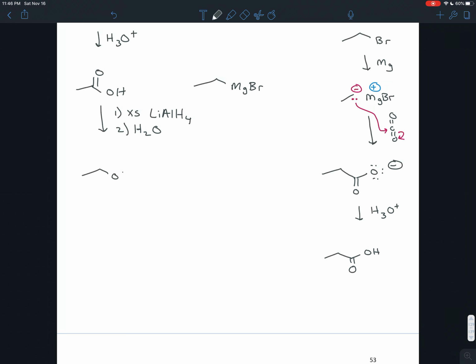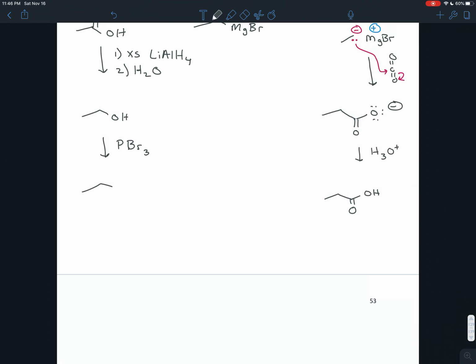And that would give us the primary alcohol, which we could treat with phosphorus tribromide. We drew the mechanism for that before. That uses two SN2 reactions to replace the OH with a Br. Then we just dunk some solid magnesium in there, and we have our Grignard reagent.